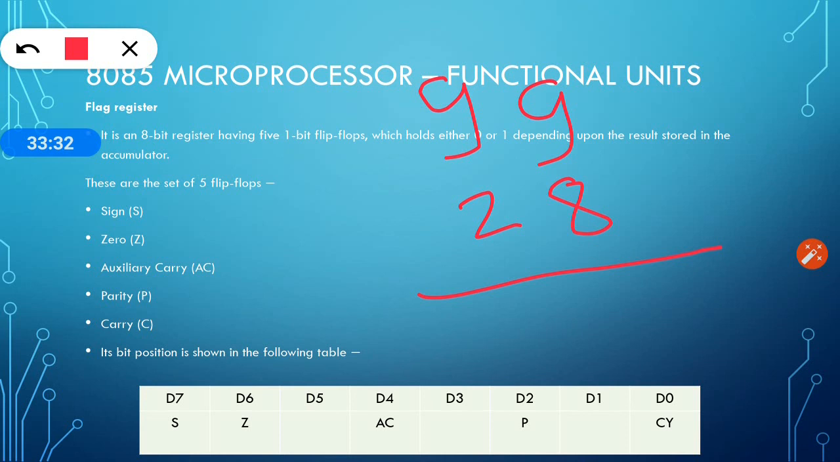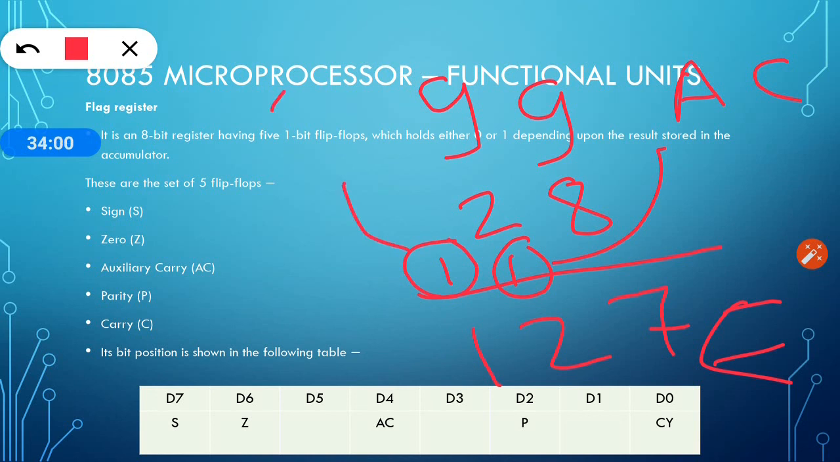So here 9 plus 8, it is 17, right? So this 1 is the carry, we know. Now 9 plus 2, it is 11, but 11 plus this 1 is 12. So 2 and 1 again coming here. So finally the output is 127. This is your result. So here this carry is called auxiliary carry, and this final carry is called carry.